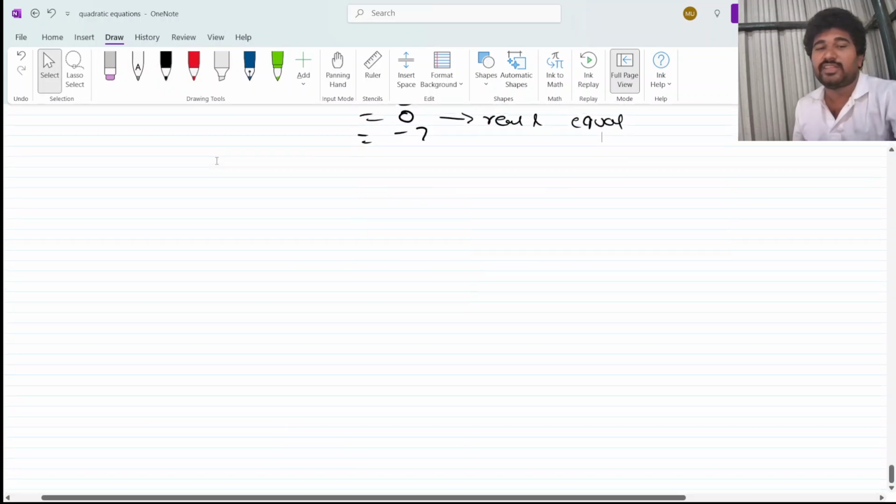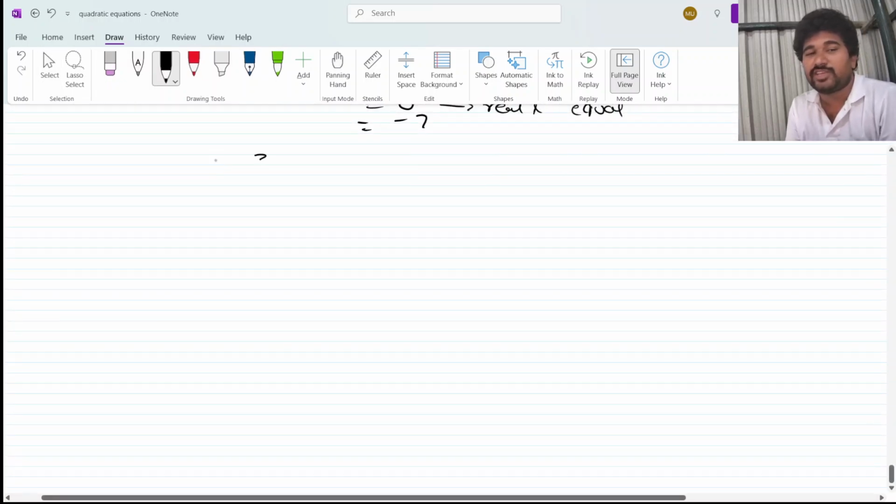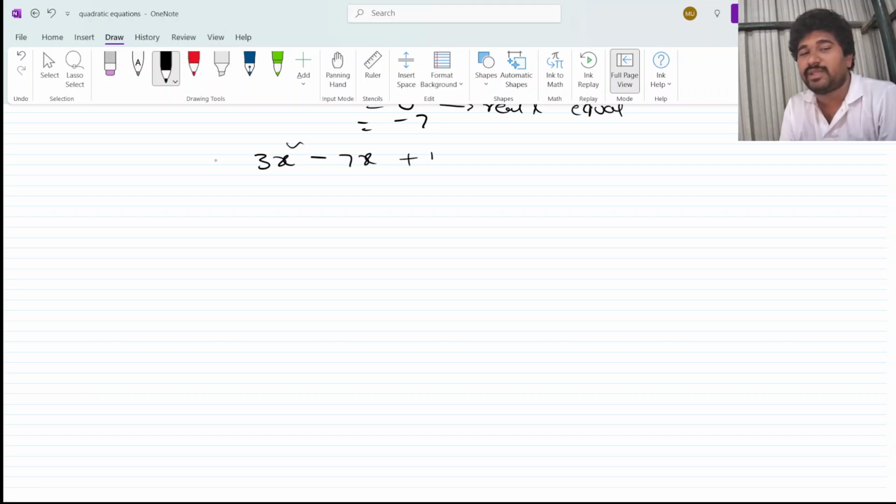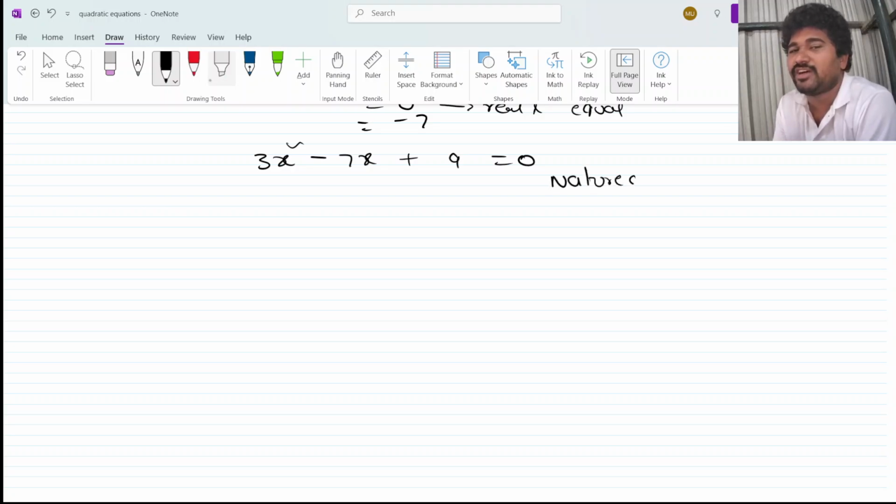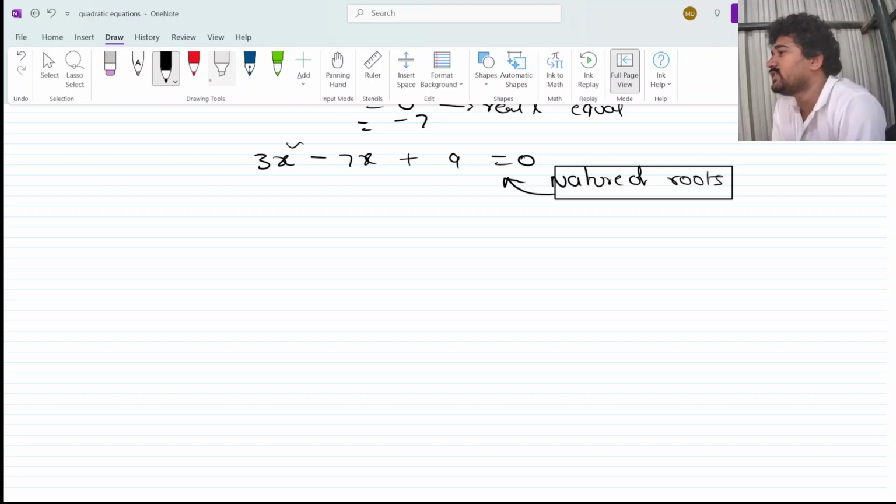First of all, they will give one equation, something like 3x square minus 7x plus 9 equal to 0. I want to check what? The nature of roots. This equation will have which type of roots? Nature of roots of this equation.